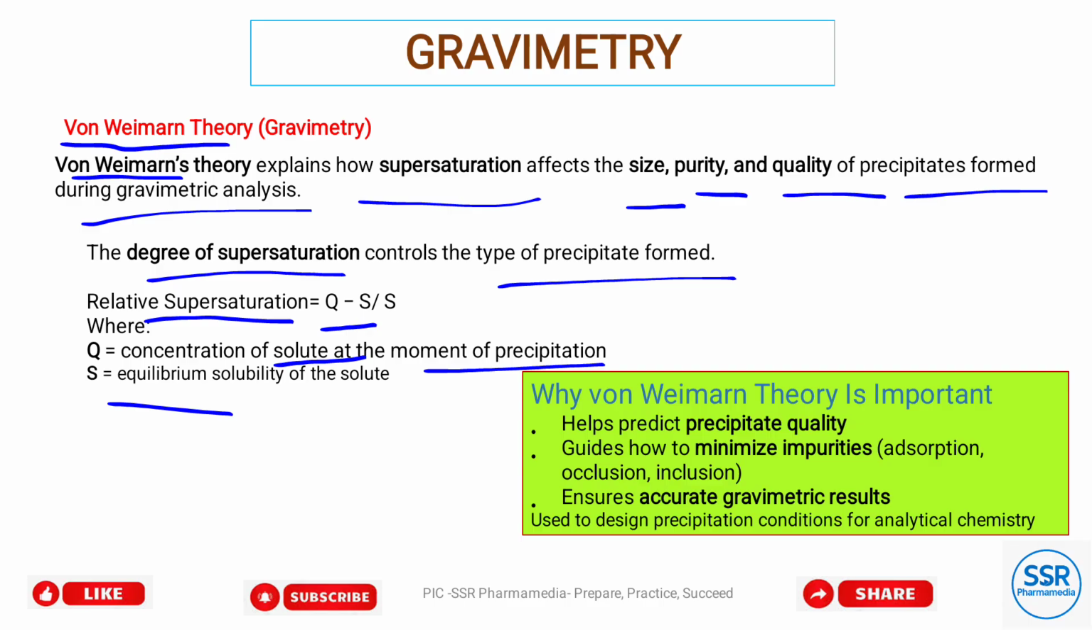So why is von Weimarn theory important? It helps predict the precipitate quality, guides how to minimize impurities, and ensures accurate gravimetric results. It is used to design precipitation conditions for analytical chemistry.